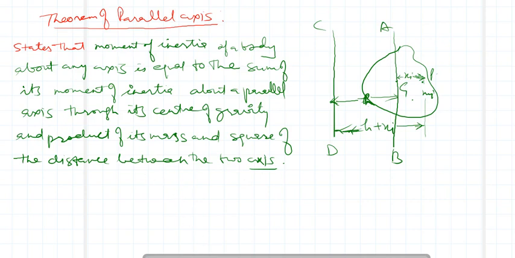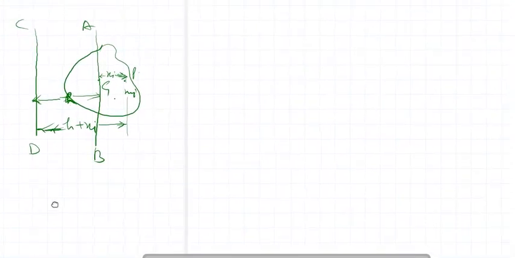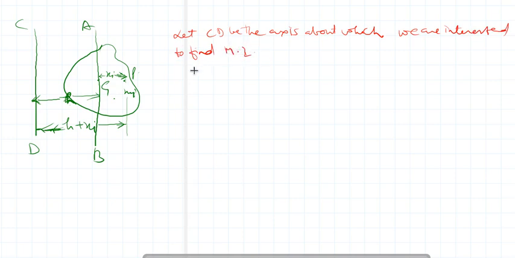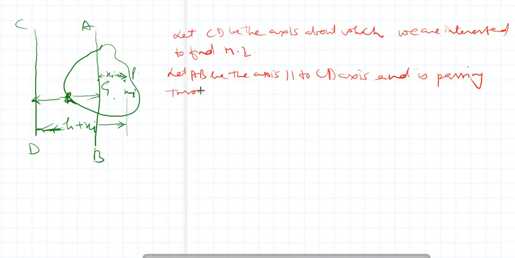So let us try to understand this here. Let CD be the axis about which we are interested in finding the moment of inertia, and let AB be the axis parallel to the CD axis, and this axis is passing through the center of mass of the body, G, because it is the center of mass which I am choosing.